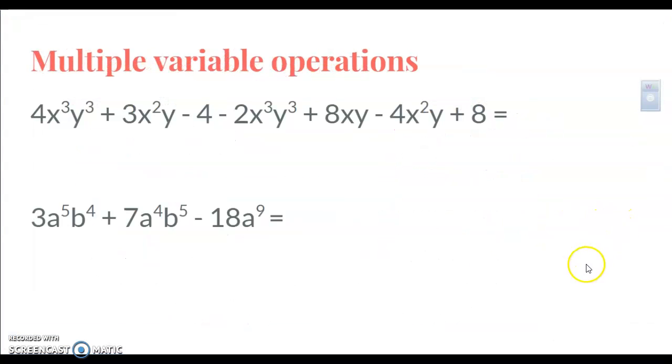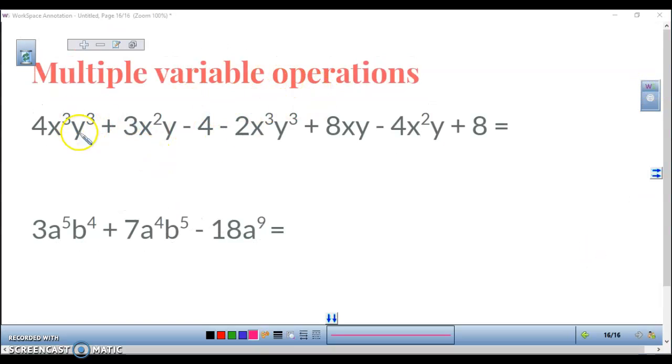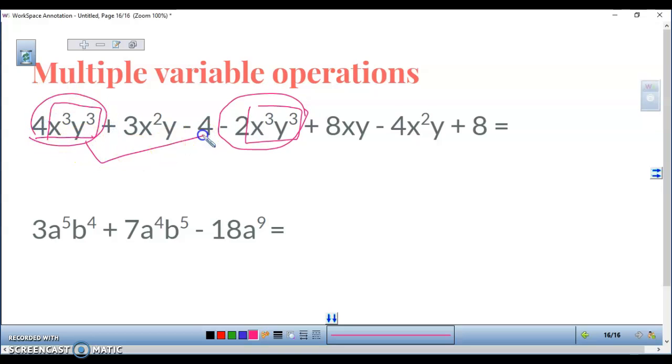All right, all that should be review. One thing I wanted to point out, when we have multiple variables in one expression, when you combine them, they have to match exactly. For example, this has 4x to the third, y to the third. Whatever like term I will combine it with has to have x to the third and y to the third, exactly like that. So this one right here works, so I'm going to combine 4x to the third, y to the third, and negative 2x to the third, y to the third. That's going to give me 2x to the third, y to the third.